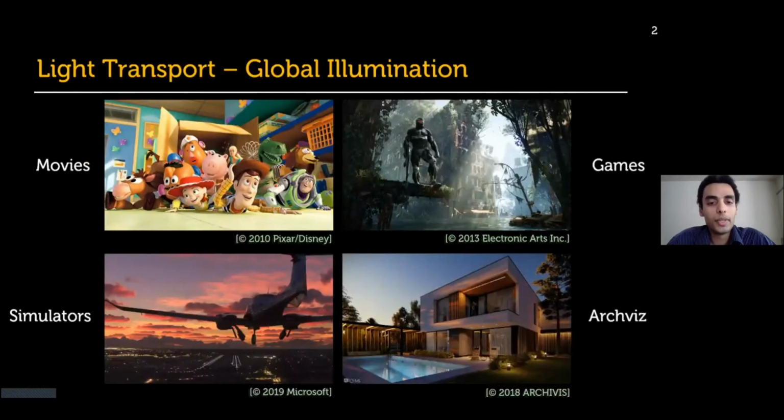Light transport is essential to simulate photorealistic images with global illumination. Global illumination synthesizes realistic images of virtual scenes by simulating the physical behavior of light propagation. It has applications in many fields, as shown here. These images are rendered using some of the commercially available solutions.